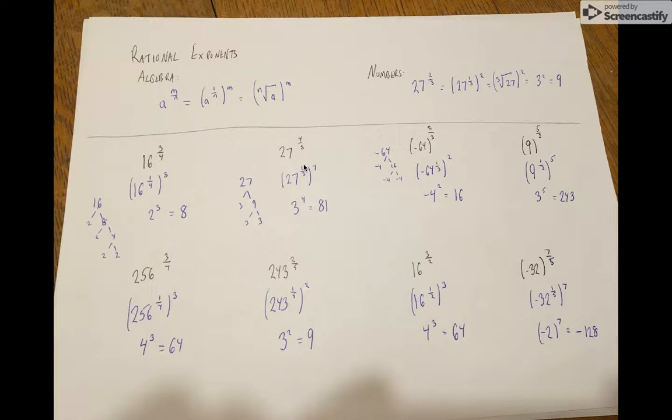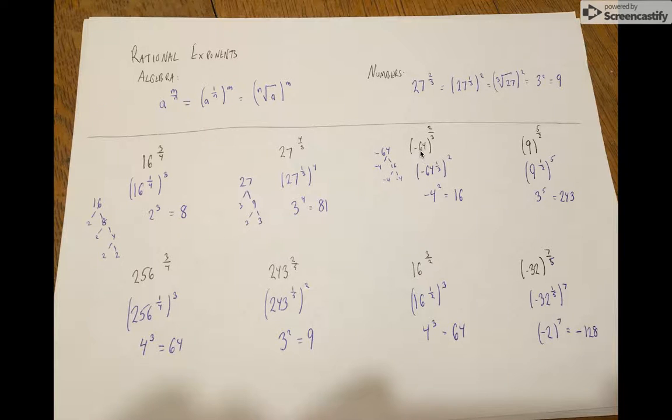Same thing on this next one. I've got 27 to the 4/3. Go ahead and rewrite it using the denominator, 27 to the 1/3. Factoring that out, 3 and 9, 3 and 3. I've got 3 3's there, so my 1/3 turns into a 3, raising 3 to the 4th. So 3 times 3 times 3 times 3. We're left with 81.